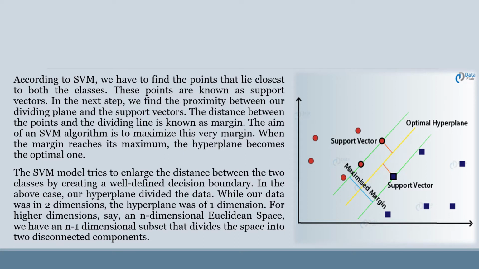In the above case, our hyperplane divides the data. While our data was in two dimensions, the hyperplane was one dimension. For higher dimensions, say n-dimensional Euclidean space, we have an n-1 dimensional subset that divides the space into two disconnected components.